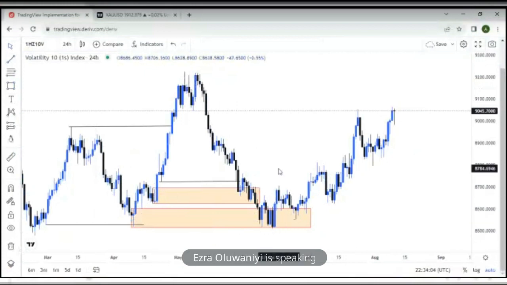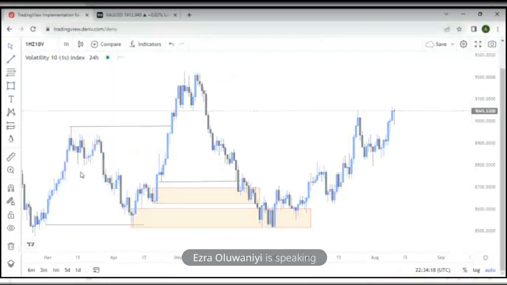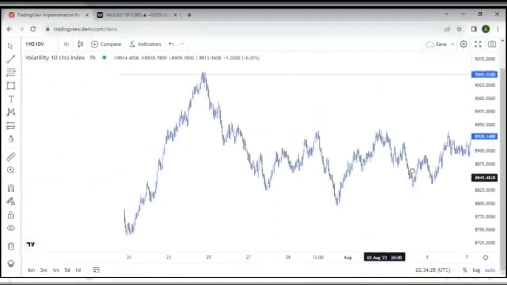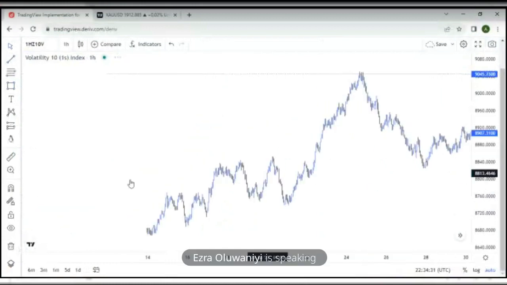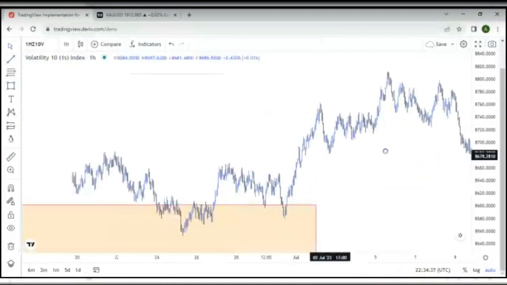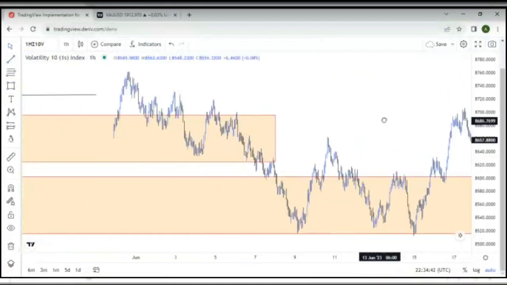So let's go back to H1. Let's see how we would have taken advantage of this trade. Just wait for confirmation within those zones. Let's see what we can get of this. All right, H1. I'm just showing you how price had to move before giving us a good taste of entry. All right, so this is it. So let's do this.